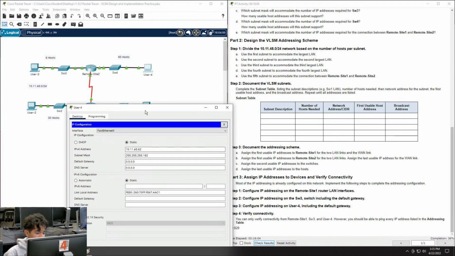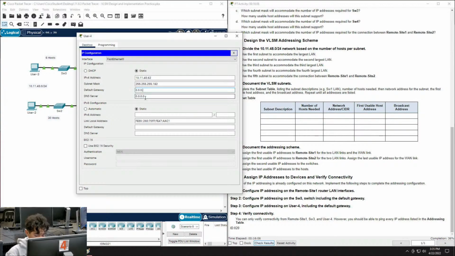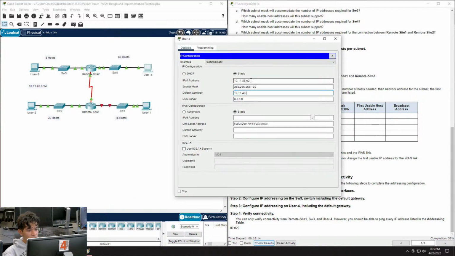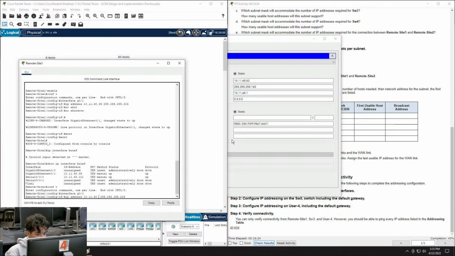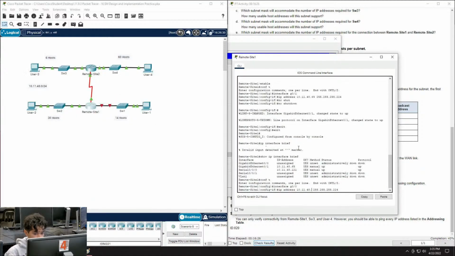Okay, so for the user, let's set up the default gateway. That'd be 10.11.48. And then the first usable would be 1 for this network, since this is the very first network that we're subnetting. Okay. And then over here, we can finish this one up that we're doing.